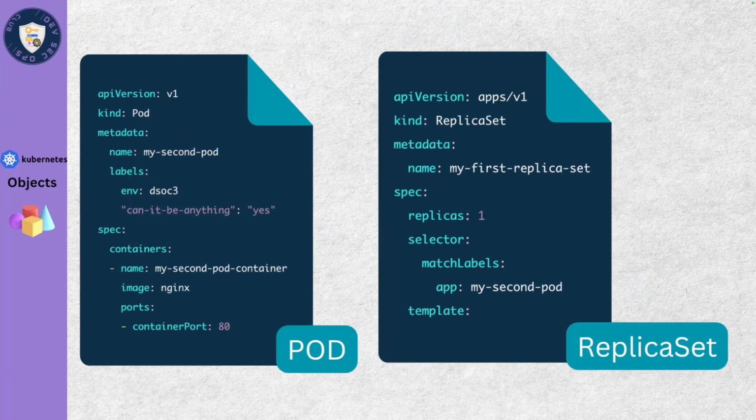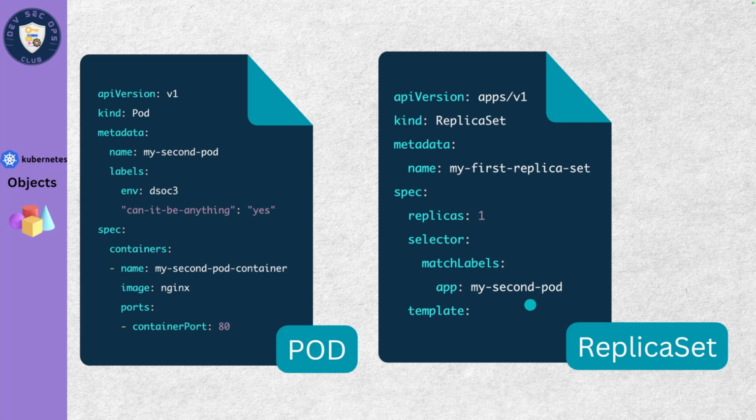And when we see the replica set, the replica set is higher level, but here we also have the same API version, kind, metadata, and spec. In spec, here we have containers, but in the replica set we have replicas equals to 1. Of course, it's the desired state of our object, so in spec we define that. So we have replicas equals to 1. Selector, we will come to that. This is one of the very important topics.